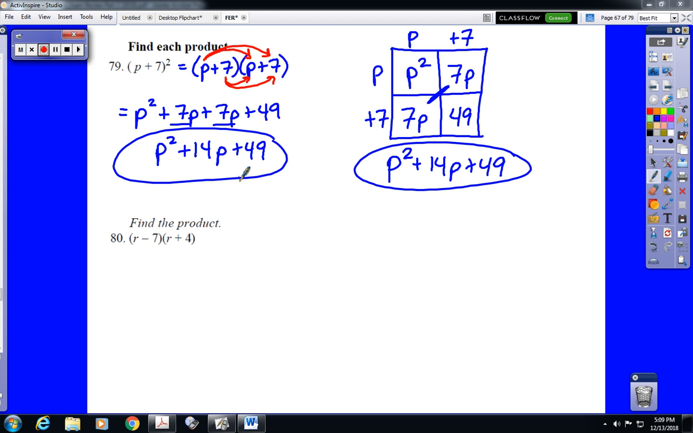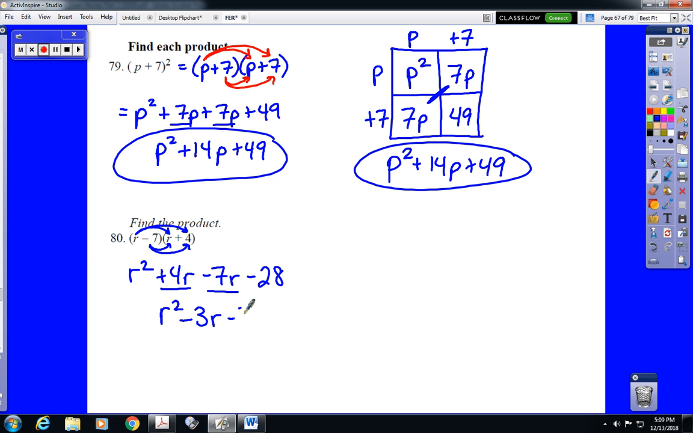Okay, page 15 starts off with a problem very similar to number 79. This is another binomial times binomial, so I'm not going to show both methods again like I did on the previous video. Instead, I'm going to do the one that I am more comfortable with, which is the double distribution or FOIL method. So we're going to do r times r, which is r squared, r times 4, which is 4r, negative 7 times r is negative 7r, and negative 7 times 4, which is negative 28. Then we combine like terms, and that is the answer, r squared minus 3r minus 28.